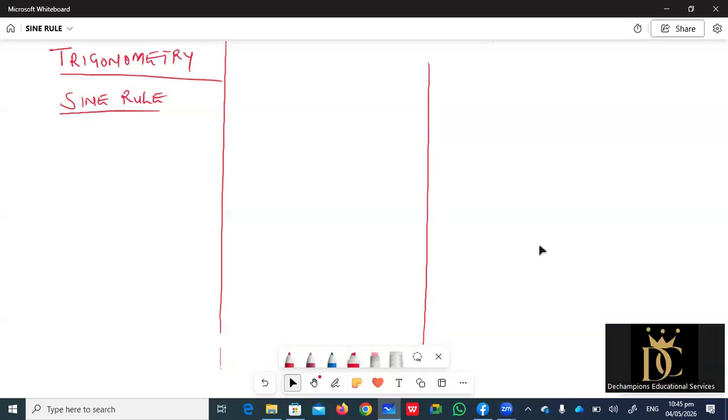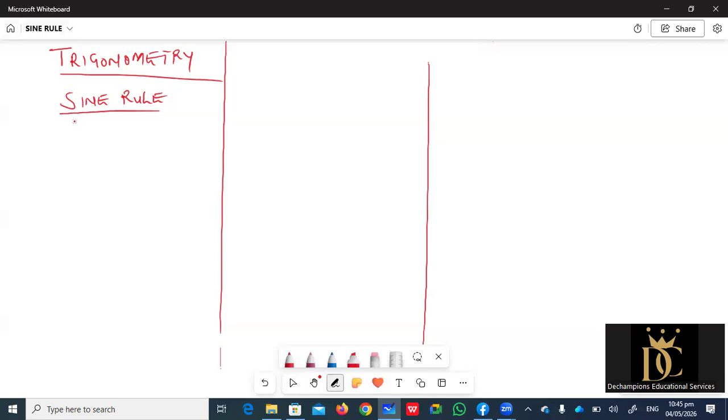Okay, let's look at this topic, trigonometry. And under trigonometry, let's look at the sine rule. The sine rule can be used to find sides of a triangle and can also be used to find angles in a triangle. We can use the sine rule to find sides and angles of a triangle that is not a right angle.